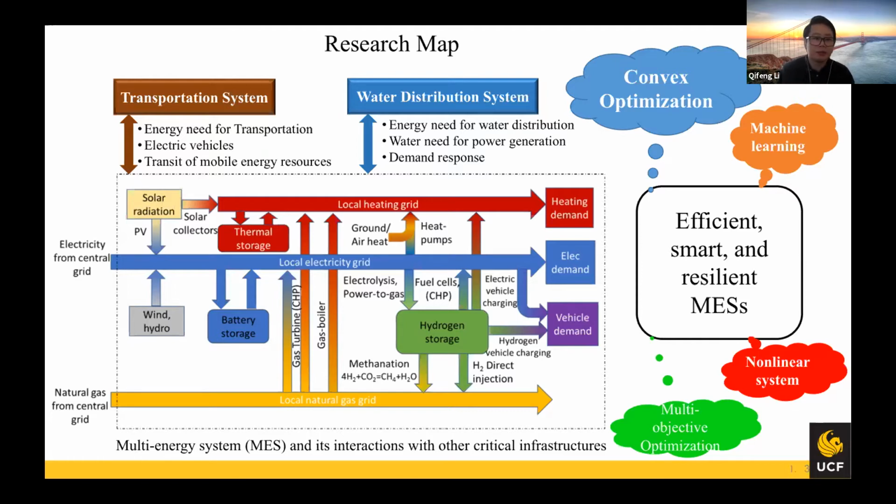One more thing that I'd like to highlight for the MES is that in recent years we find that MES has stronger interaction with other critical facilities like the transportation system and water distribution system. Take the transportation system, for example. We know that currently the number of electric vehicles is growing very fast, so it provides a new point of contact between the transportation and the multi-energy systems. For example, when we decide the place for the charging station for the electric vehicle, we need to consider both the transportation network as well as the power grid. For the connection with the water distribution system, I will give you a further example in my later presentation.